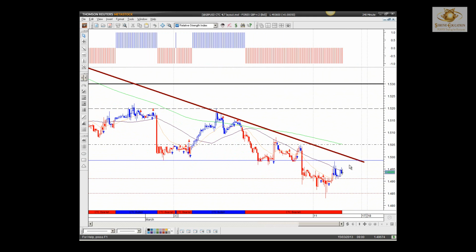So as long as it maintains below 1500, then ultimately we should be looking for price to roll over and then to be testing or heading back towards the 1485 as our first target, then ultimately back down towards those levels to the downside on our weekly and monthly chart.